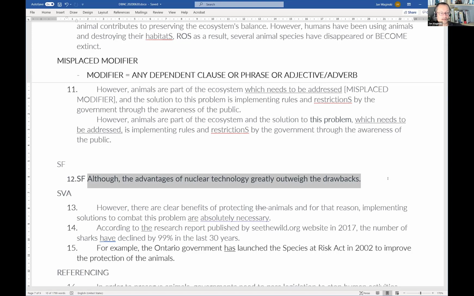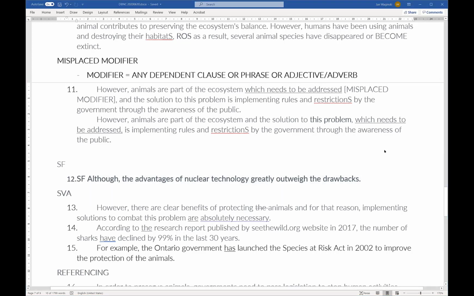Does anyone recognize this as their sentence? No. First, the comma after although, it's wrong. We have to put it at the end of the sentence. Yes, never. 99% of the time, you do not put a comma after although. Even though, don't put a comma after them.